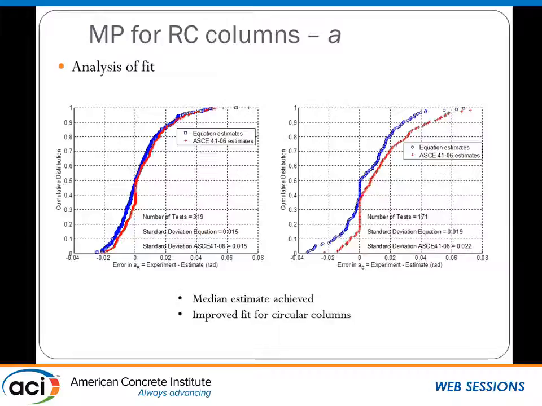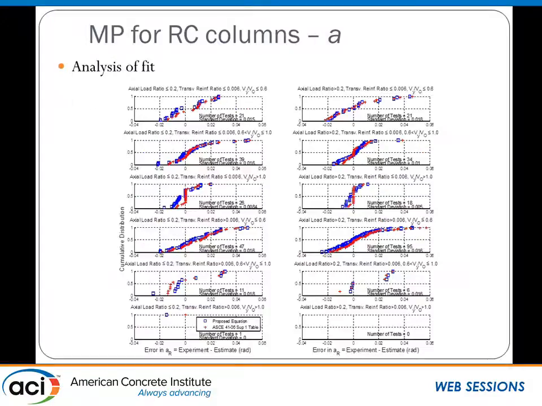For circular columns, on the other hand, since the current code standard does not treat circular columns, it is very conservative. You see that it is actually getting something on the order of the 25th percentile, whereas now we pushed it much closer to the 50th percentile and reduced the scatter a little bit in that data.